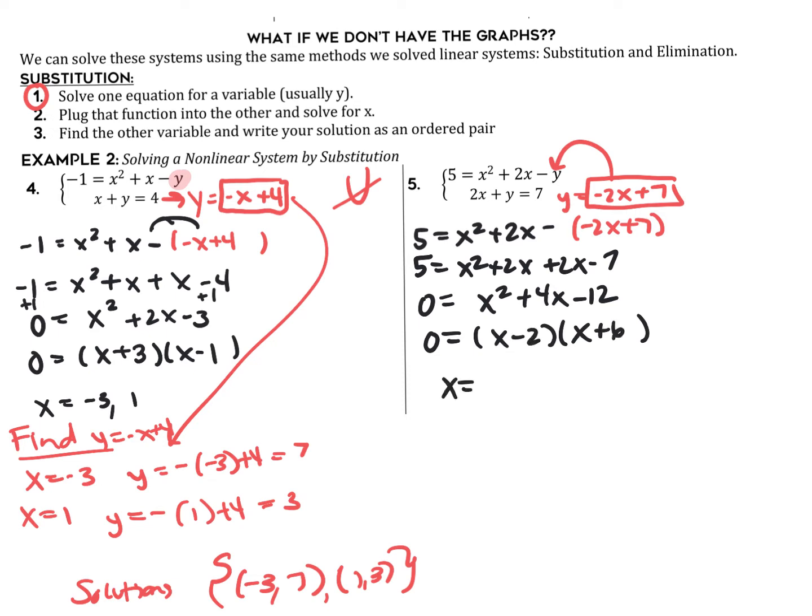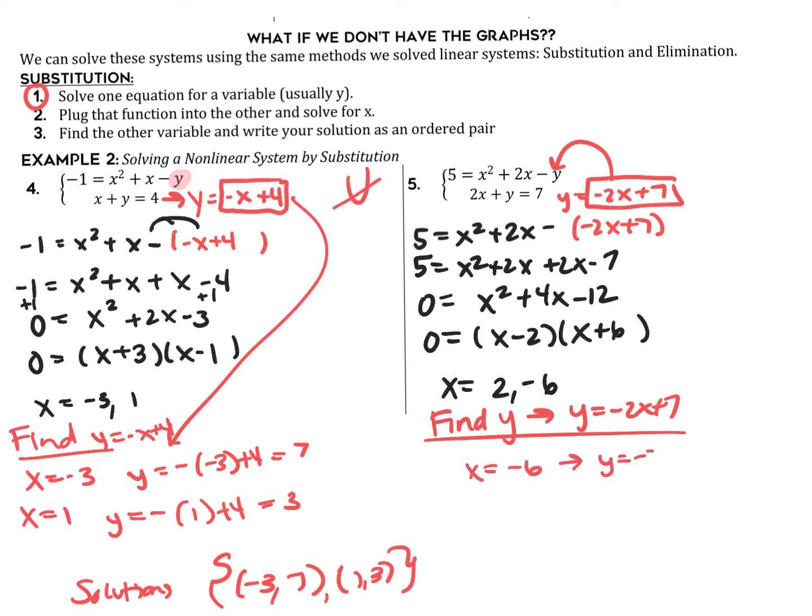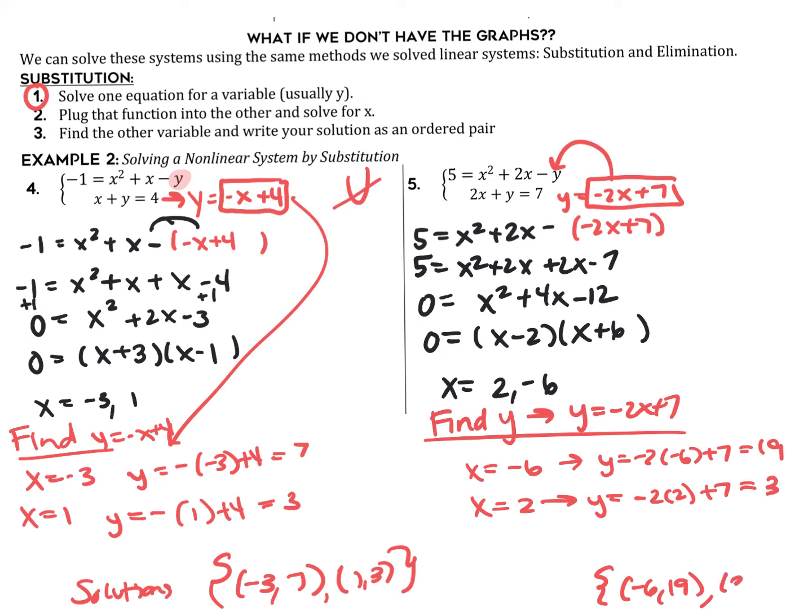That's going to give me two solutions, x equals +2 and -6, and then I'm going to plug those back in to find y. If x equals, I'm going to start with -6, then y equals -2 times -6 plus 7, or 12 plus 7, which is 19. So -6, 19 is our first solution. If x is 2, y equals -2 times 2, or -4 plus 7, which is going to be 3. So our second solution is the point 2, 3.